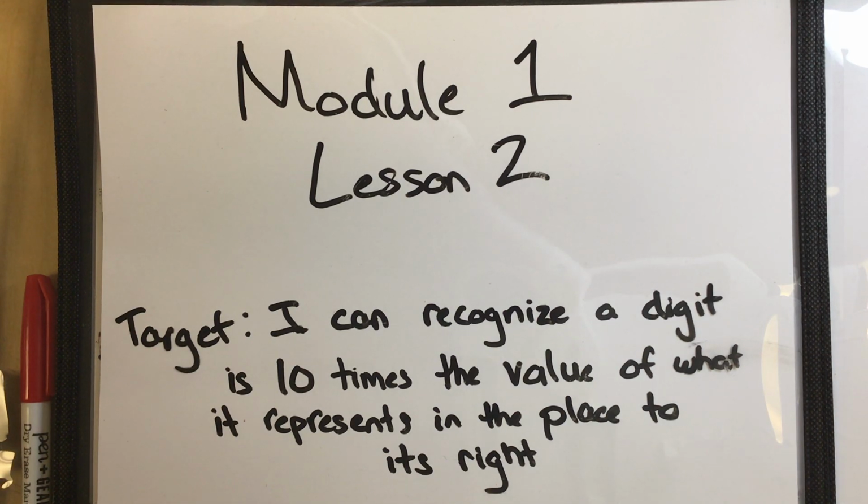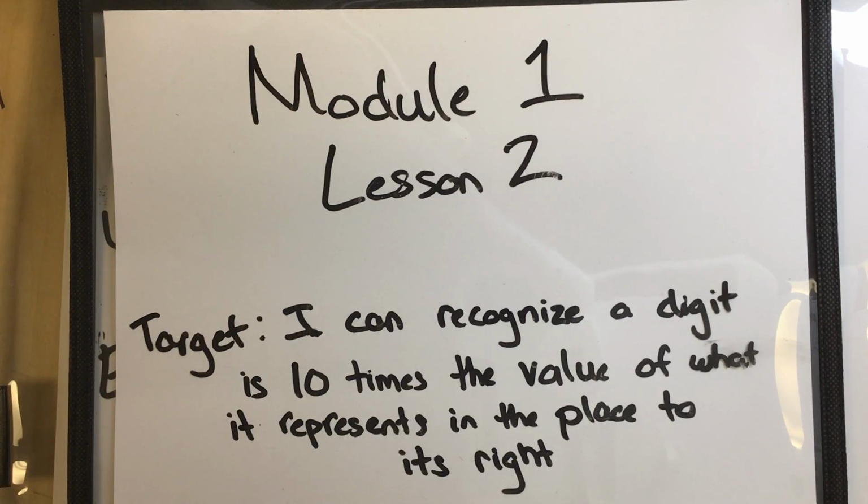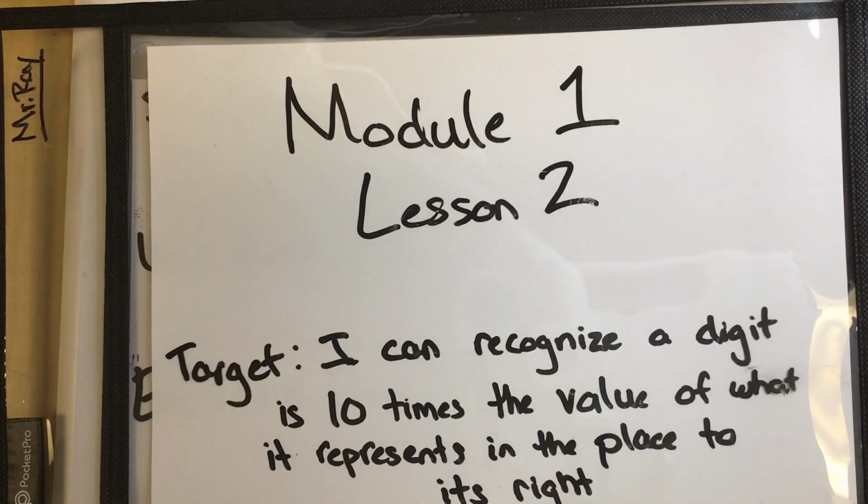Hello, fourth graders. Today we're going to be working on lesson 2 from our first module. In yesterday's lesson, we were talking about building a unit placement chart and drawing out dots to show what it looks like to be 10 times as much as another value. Today we're going to continue using that unit placement chart, and I'm going to show you what it looks like when we're moving 10 times as much from one value to another.